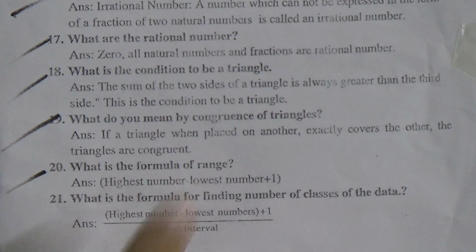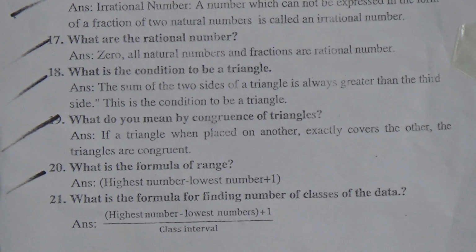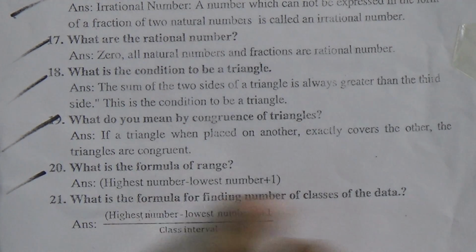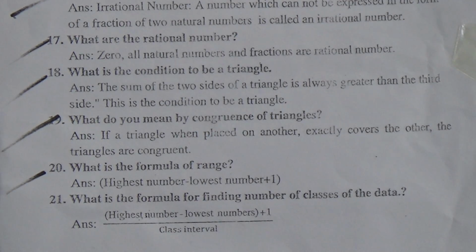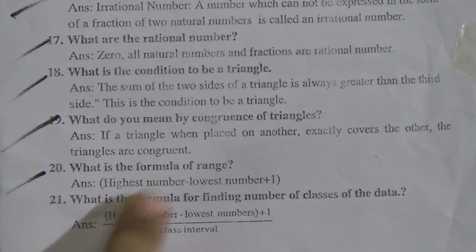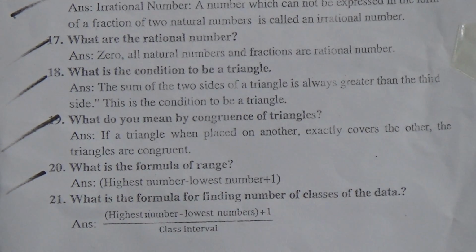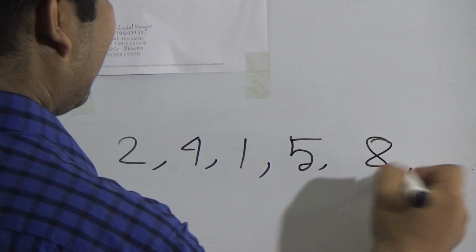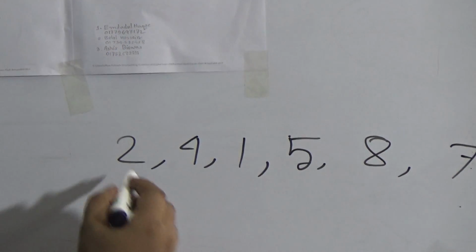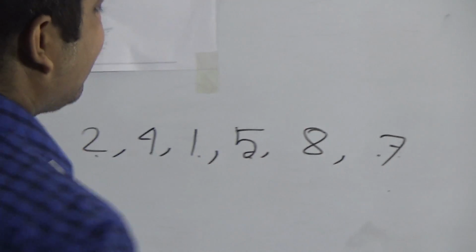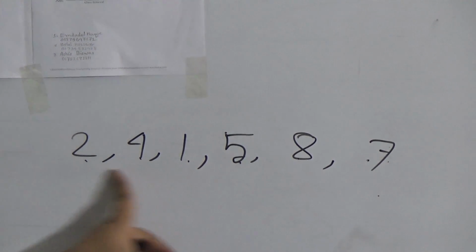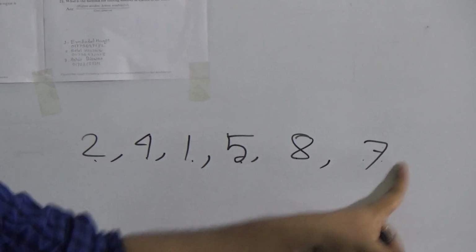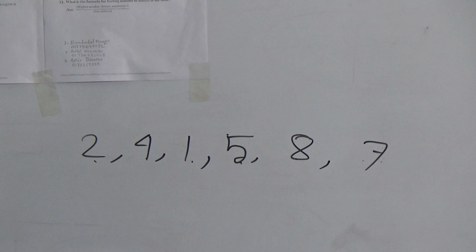Question number 20. What is the formula of range? Formula of range equals highest number minus lowest number plus 1. My dear students, highest number minus lowest number plus 1. Notice 2, 4, 1, 5, 8, 7. So 1, 2, 3, 4, 5, 6. Six numbers are given.